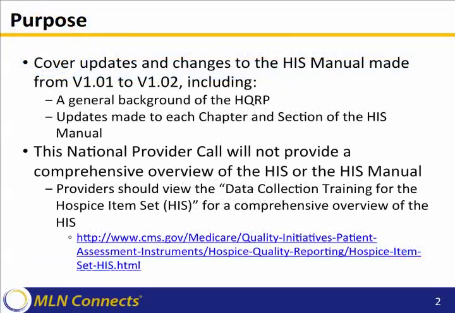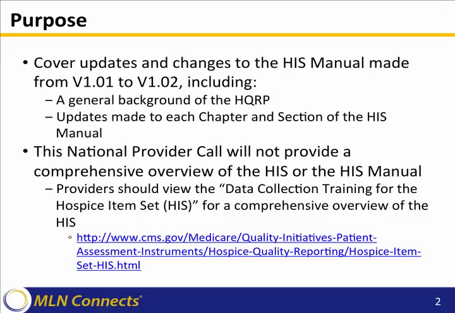This presentation is intended to cover updates that were made to the Hospice Item Set Manual from version 1.01 to version 1.02 and to provide clarifications of item set definitions and expectations for use. The presentation will consist of several modules, which will cover a general background of the Hospice Quality Reporting Program, as well as updates that were made to each chapter and section of the Hospice Item Set or HIS manual.